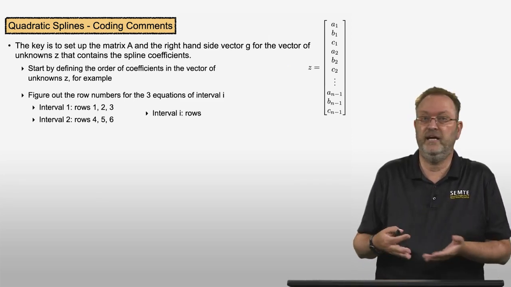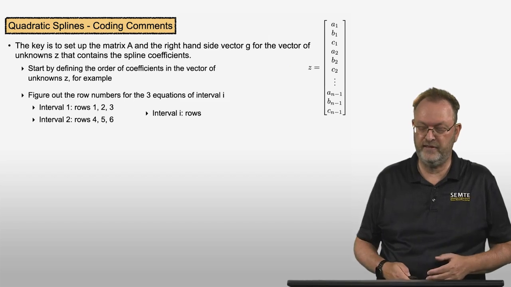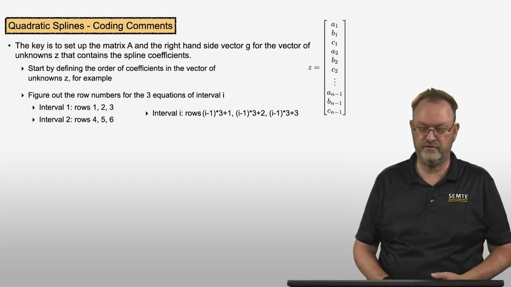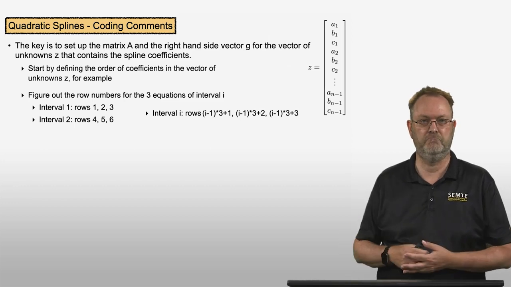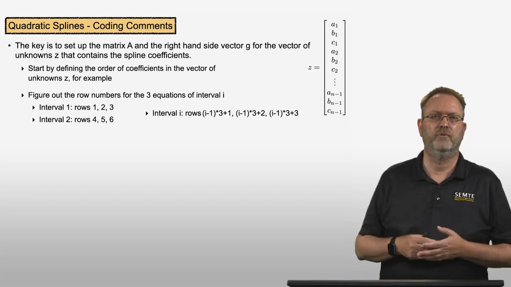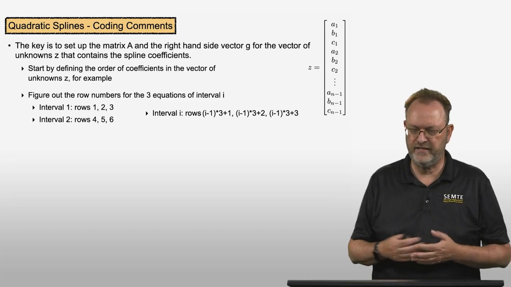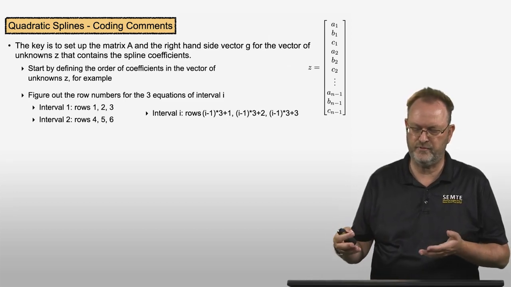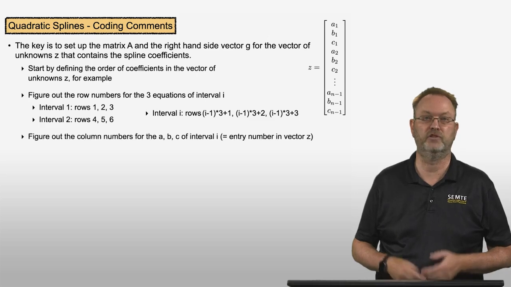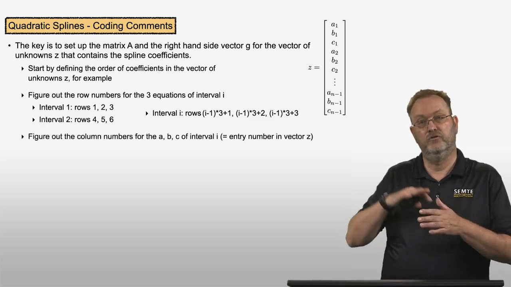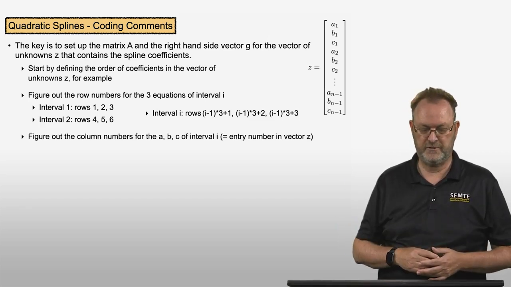So if we go to interval I, that would then be the rows in the matrix, I minus 1 times 3, plus 1, plus 2, plus 3. Let's just try this out. If we plug in I equal to 2, we get 2 minus 1. That's 1 times 3 plus 1 is 4, 5, and 6. So that's what we had before. So that, for interval I, are the row numbers in the matrix.